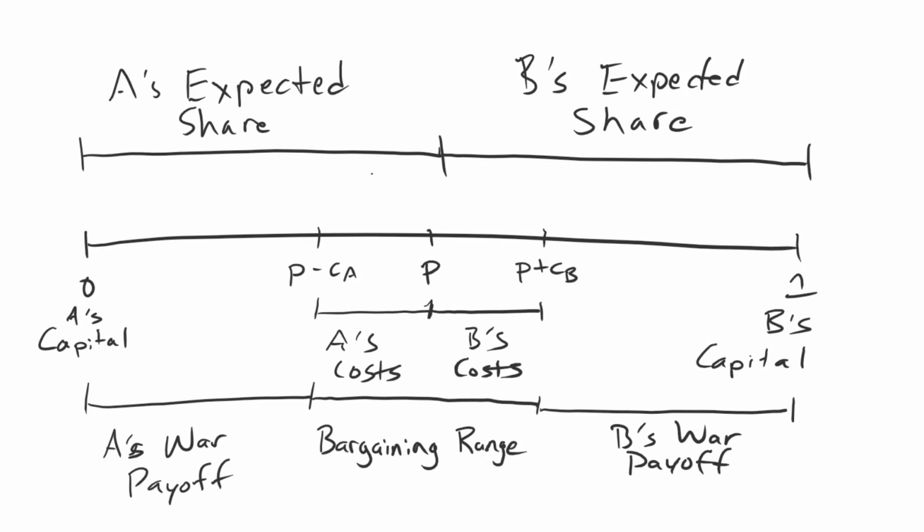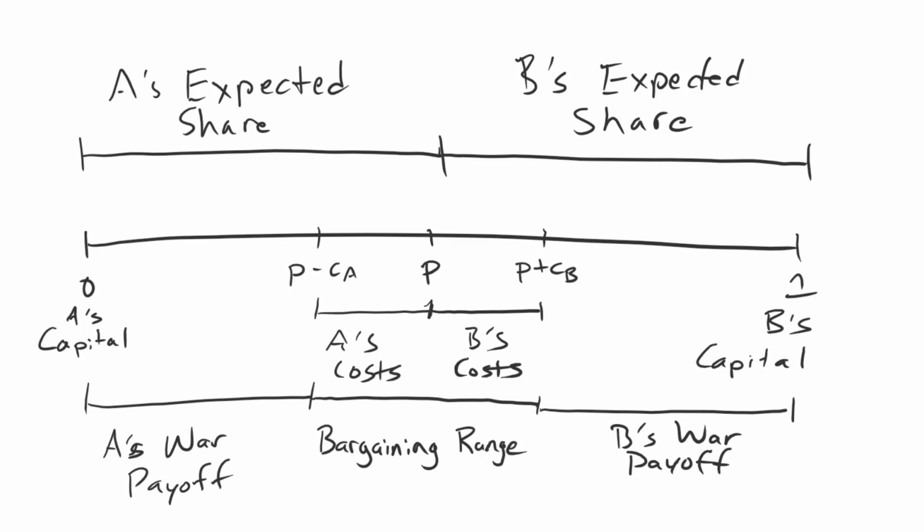Think about this value right here. Well, A is getting not only what it would expect to get via war, but it's also getting this extra quantity here. So A is satisfied with that deal. Meanwhile, B is getting everything to the right of P plus CB, which is its war payoff. So it's getting that, and it's getting this amount as well. So B is also happy to accept. And again, anything within that interval from P minus CA to P plus CB is an agreement that is mutually preferable to war.